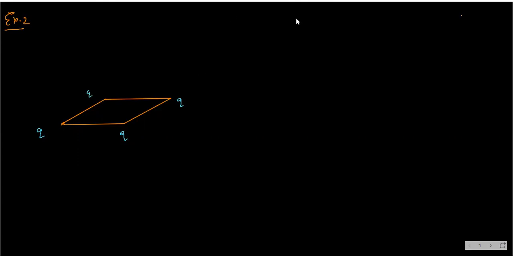One charge of value capital Q is placed at a certain height right above the center of it, at a certain height, let's suppose h. I have placed a charge just above its center. The charge is Q, and its mass is, let's suppose, m. The mass of this charge is m. Let the side length be a.